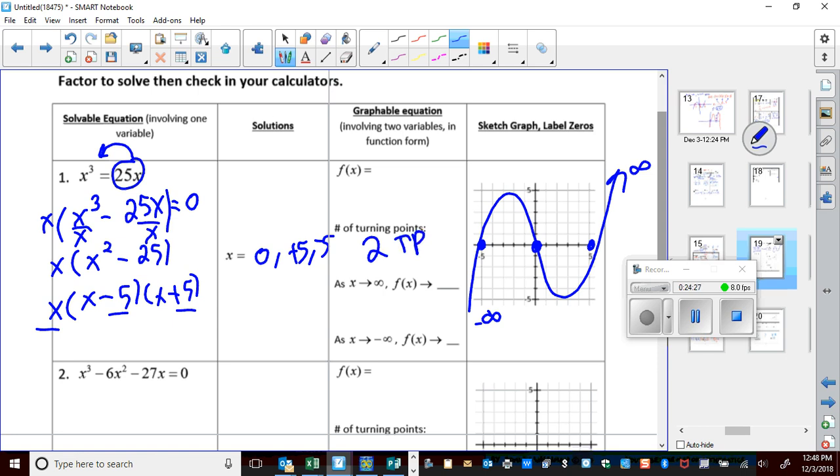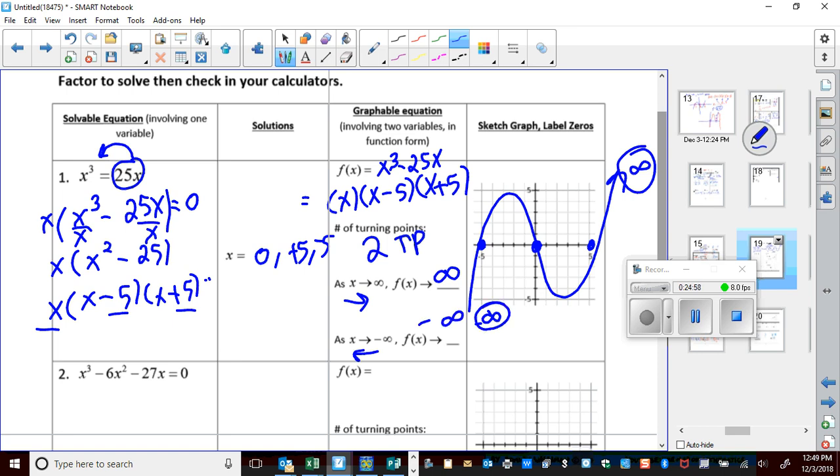Now if I want to write the factored form of this equation, it's exactly this. You could either write x cubed minus 25x, but the factor form equals x times x minus 5 times x plus 5. So I want standard form and then factor form. Okay? In behavior, as it goes towards the right, we have positive infinity over here. As it goes towards the left, we have negative infinity over here. Okay?